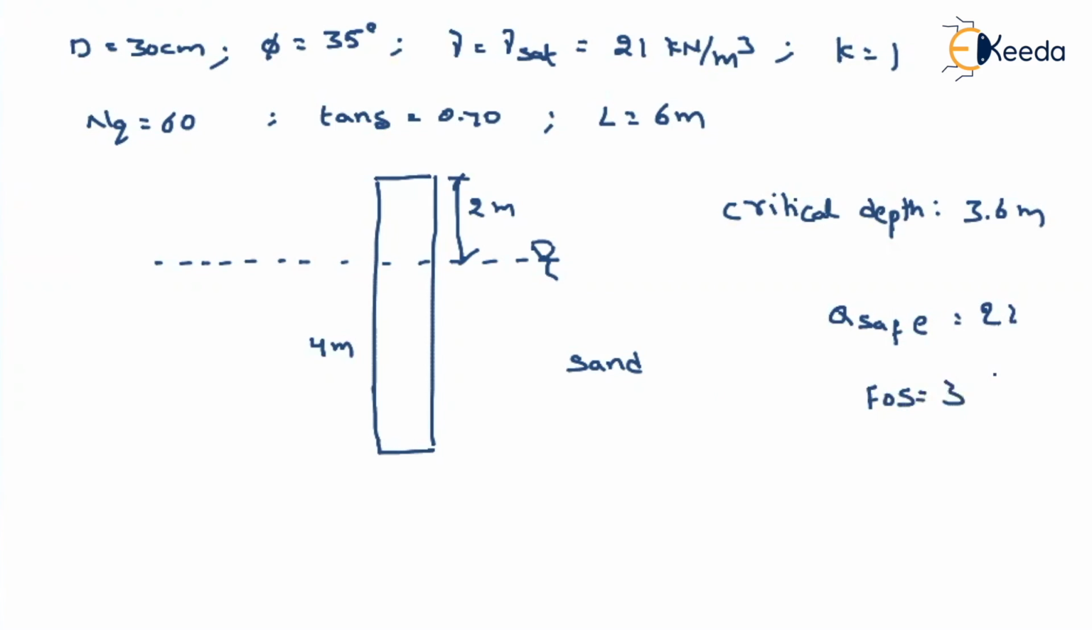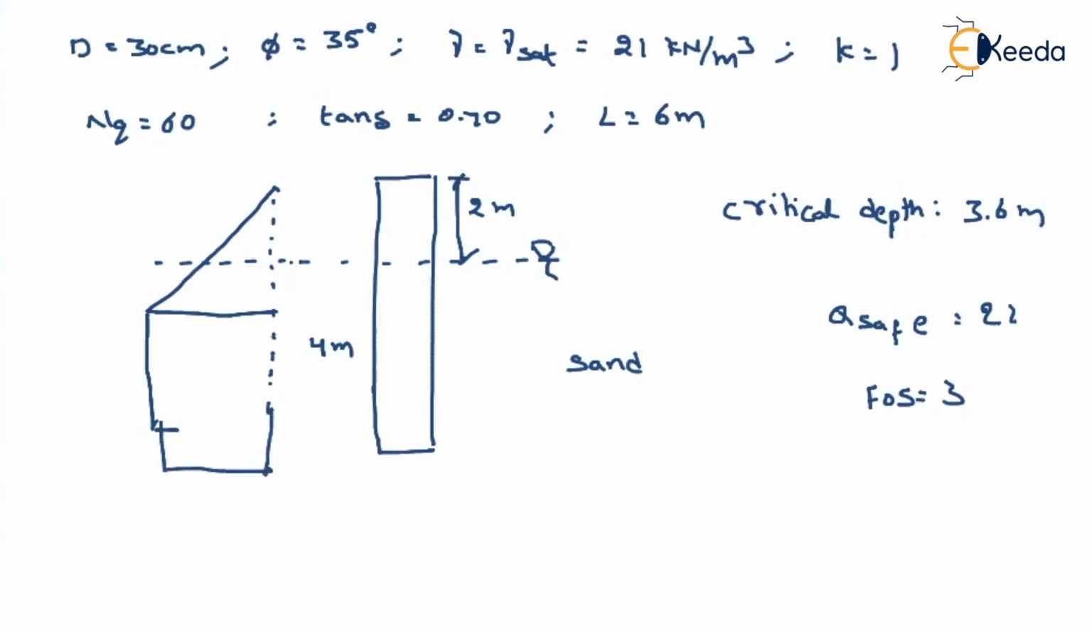Now, what we have to consider here: if you want to find out the safe load, first we have to find out the vertical stress. Then only we will know the variation throughout the depth. So for that, we can also find out the average stress. As your critical depth is 3.6, you have to consider the variation in vertical stress up to the 3.6 meter depth only. After that, you can consider that it will be constant throughout the depth of the pile.